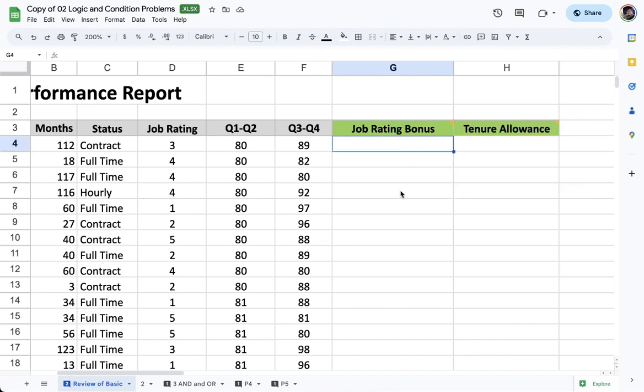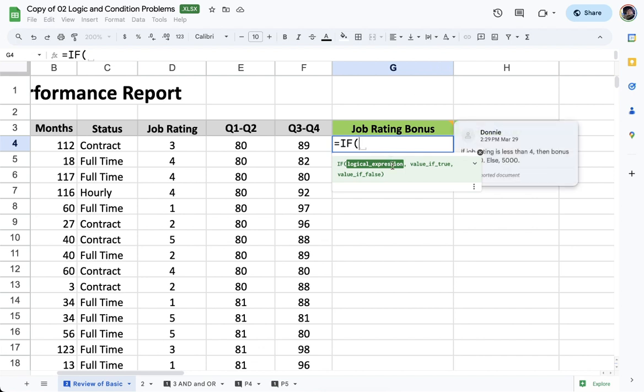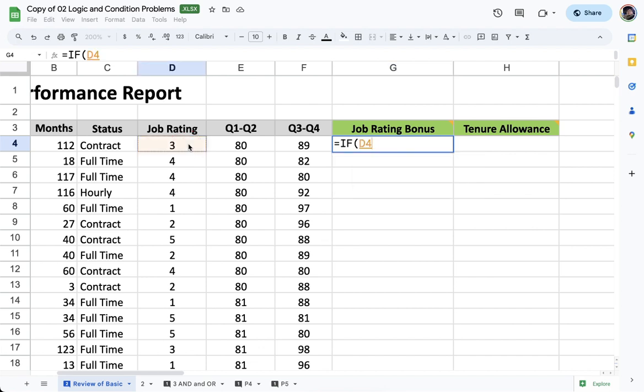So whenever you need to start your if statement, you have to start with, of course, the function if. So equals if, and then open parentheses, and you will see that it's now asking us for the logical expression. And that would mean that we're going to create a statement that is answerable by true or false. And that statement would be if this cell, D4, is less than 4. So this is our logical statement.